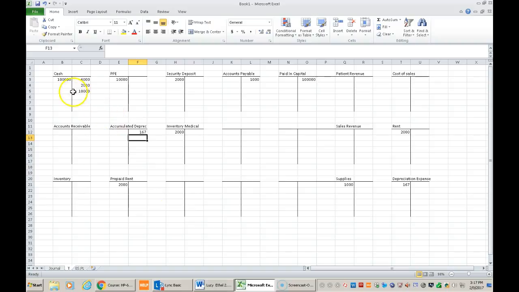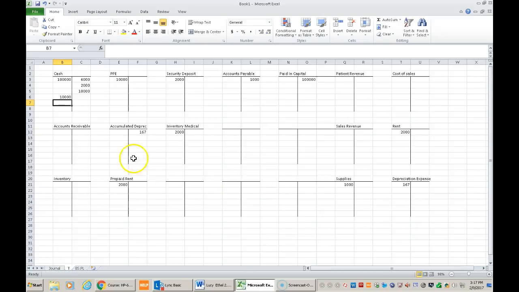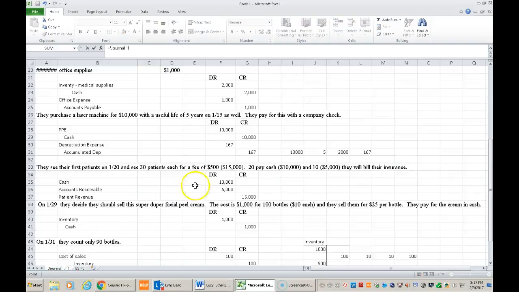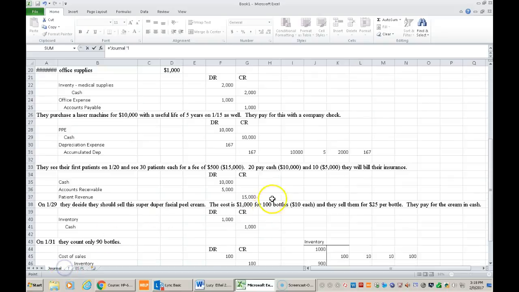They saw their patients, so they got cash in the door. So we go to the next problem, and we have cash of $10,000. Some of that was paid by insurance, so we have accounts receivable, but then we have to record all the revenue. So this is just back and forth, back and forth. Here we go.